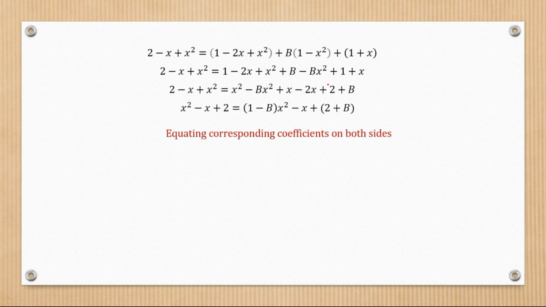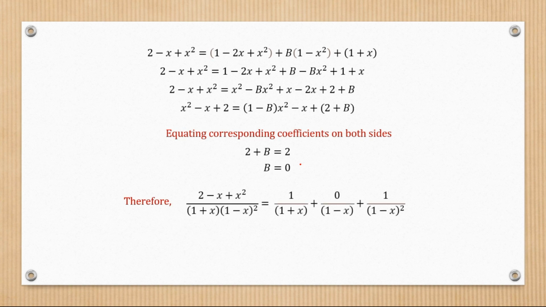So now we can compare all corresponding coefficients. Remember we're looking for b, so let's use this side. We can already see that 2 plus b is equal to 2, or 1 minus b is equal to 1. Anyhow it will work, but you get b as being equal to 0. So now that we know those, this is what we have. 0 divided by 1 minus x is 0, so we only have 1 over 1 plus x plus 1 over 1 minus x bracket squared.